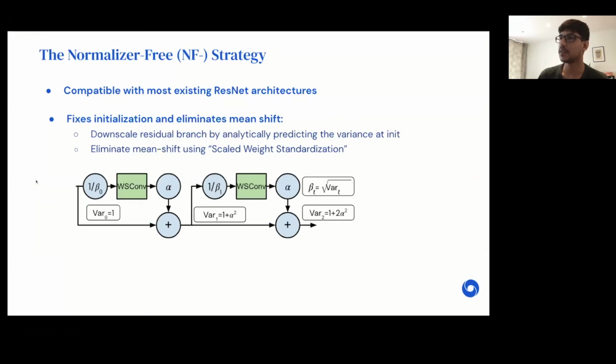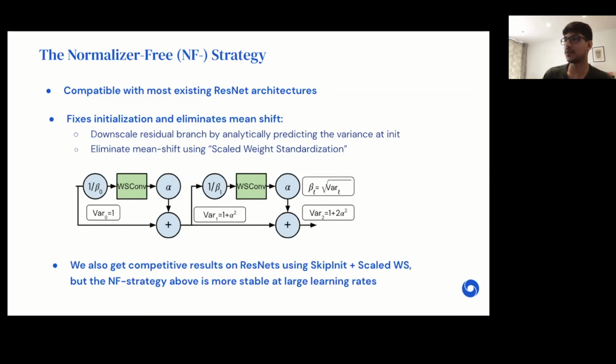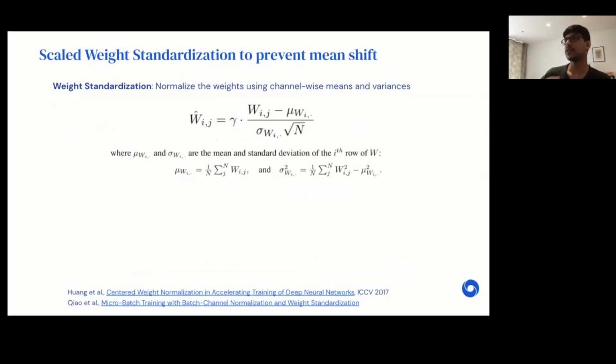The way it works is it fixes initialization by downscaling the residual branch using these beta scalers, which work by analytically predicting the variance at initialization and downscaling by that predicted variance. It also uses these alpha scalers, which control the rate at which the variance grows across subsequent residual blocks. And it eliminates the mean shift in the activations that can arise in ReLU networks using something called scaled weight standardization, which I'm going to describe in the next slide. It's worth noting that we also get competitive results on ResNets using SkipInit plus scaled weight standardization, but we found the NF strategy to be more stable at larger learning rates, which is why we went ahead with it. So what is scaled weight standardization?